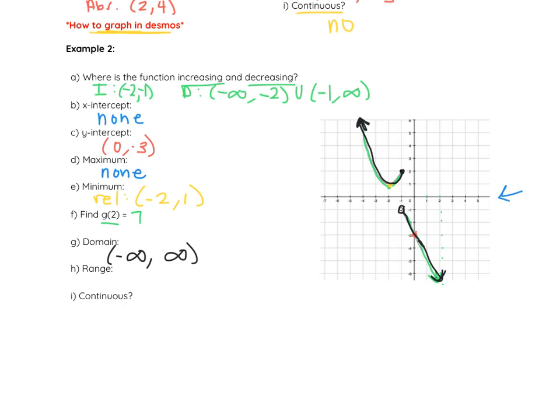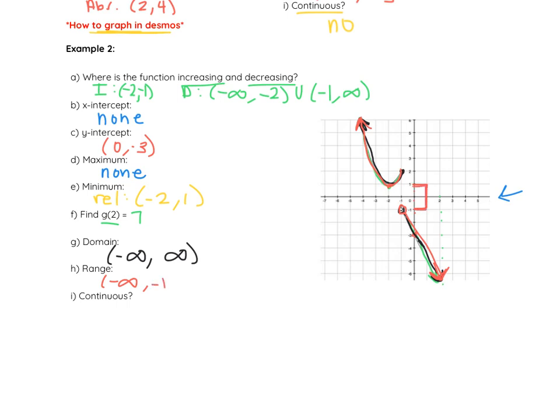The range is going to be our y values. Notice this goes up forever, right? And it also goes down forever. But be careful, because every value in between is not accounted for. So we are going to start with negative infinity because it does go down forever. But notice how the highest point that it goes to here is negative 1, and then there's a jump up here to positive 1. So there's no point where y is 0. There's no point where y is like 1 or 0.5 or something, or negative 0.5. There is a gap in the range from negative 1 to 1.